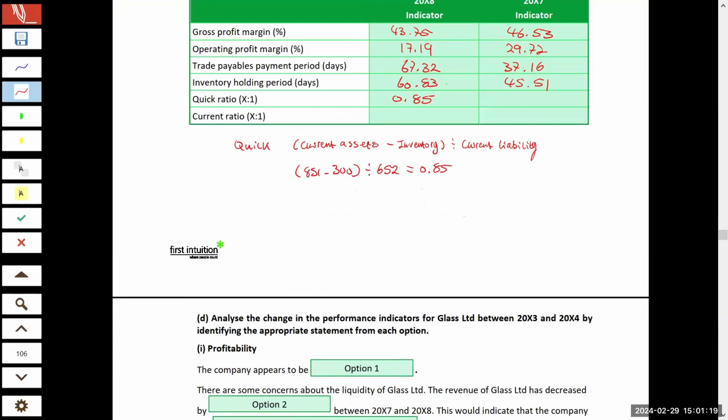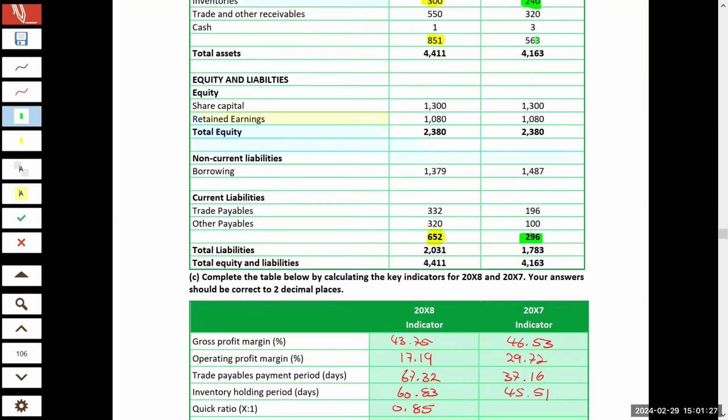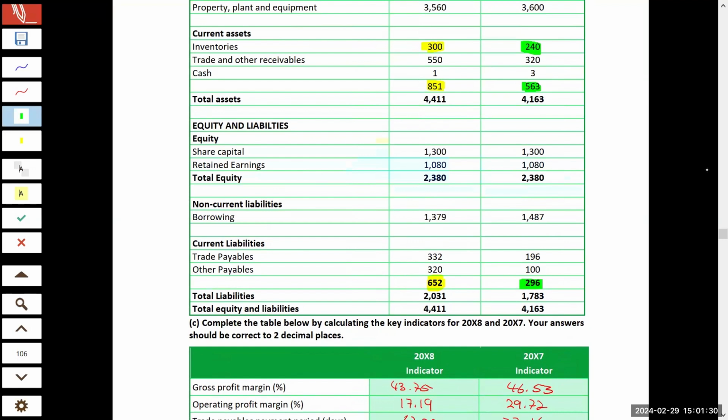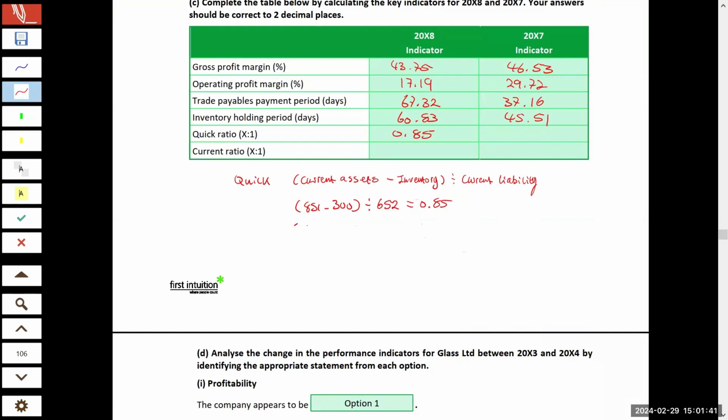We'll now do the exact same for the second year. For the previous year, I should say, if I'm doing this sort of back to front a little bit. We've got the liability figure. I've got my current assets, and I've got the inventory. So it's going to be 563, take away the 240 inventory, divided by the 296 liabilities. Let's do that. Divided by the liabilities. 1.09.